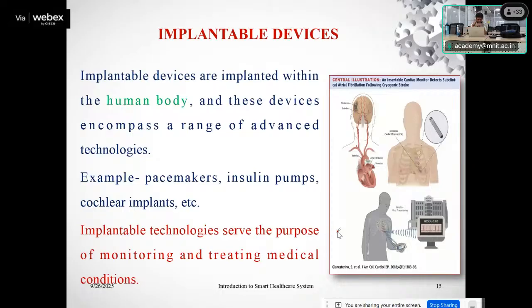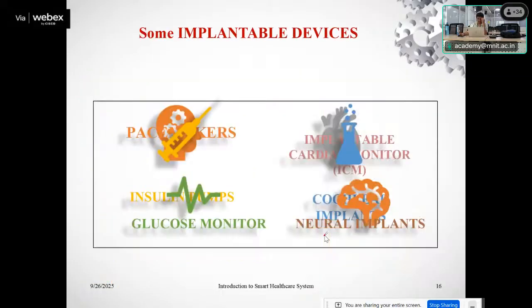It is something like a pacemaker. A pacemaker is nothing but a device that provides an electrical stimulus to your heart for proper functioning. Maybe an insulin pump, or a cochlear implant for hearing. If there is some sort of hearing problem, then with the cochlear implant you can improve the quality of the voice of the surrounding environment. So implantable technology serves the purpose of monitoring and treating the medical condition of a patient.